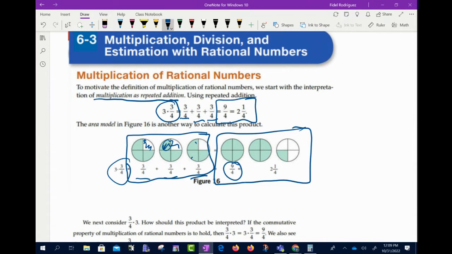As an improper fraction, y'all, what I want you to notice is that each of those circles is cut up into 4 pieces. The reason why it's 9/4 is that 1, 2, 3, 4, 5, 6, 7, 8, 9 of them are shaded, okay? And that's kind of the idea, right? That's what multiplication means. It just means I'm adding the same number multiple times, okay?